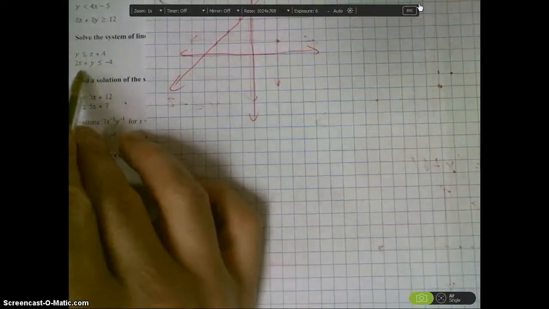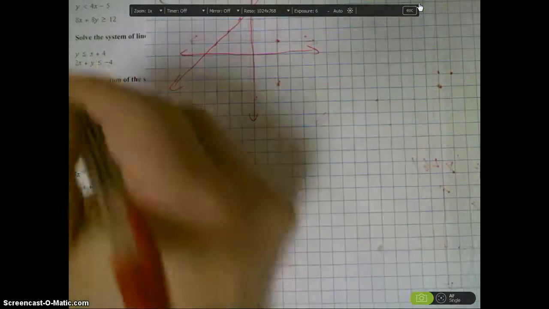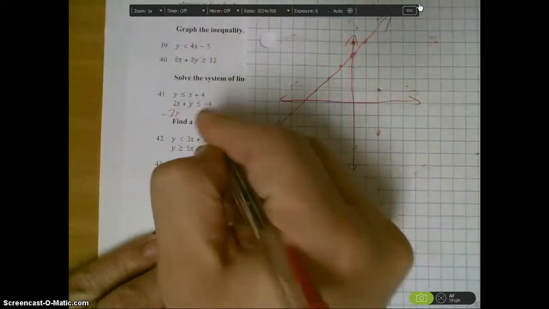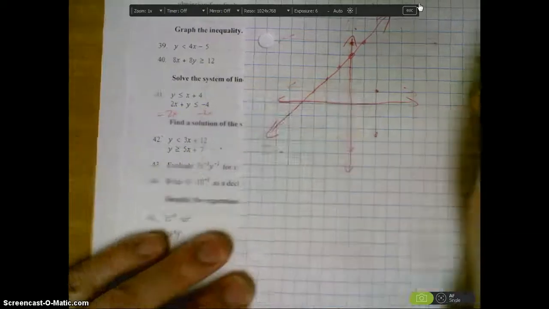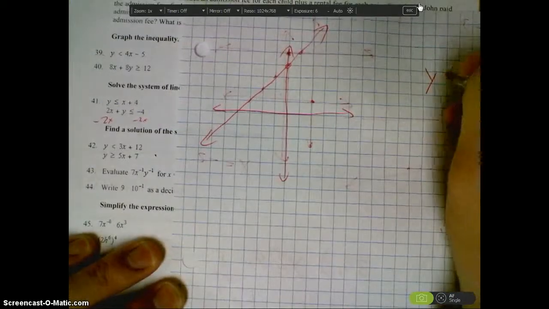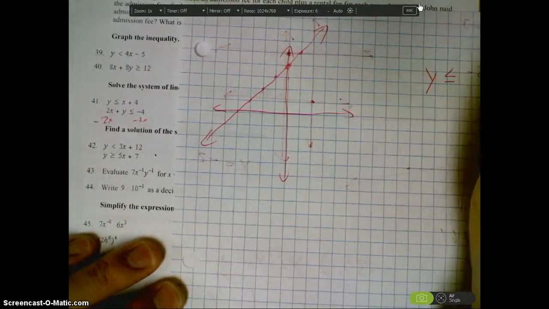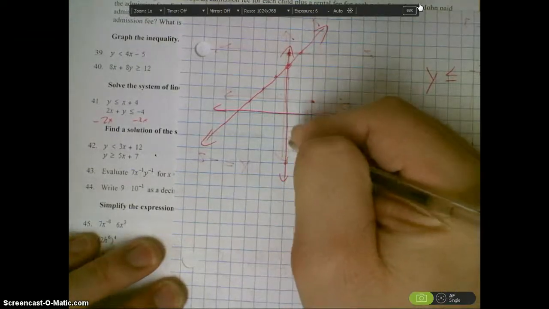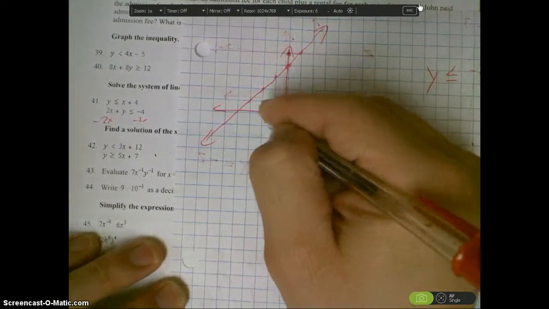Okay, and then 2x plus y is less than or equal to 4. I'm going to subtract 2x from that one. So subtracting 2x gives me, I'll put it over here, y is less than or equal to negative 2x plus 4. So 1, 2, 3, 4, and negative 2x goes this way.